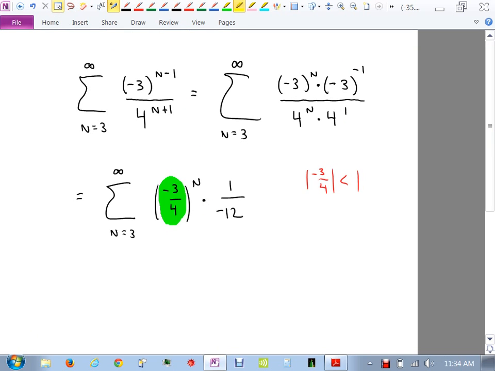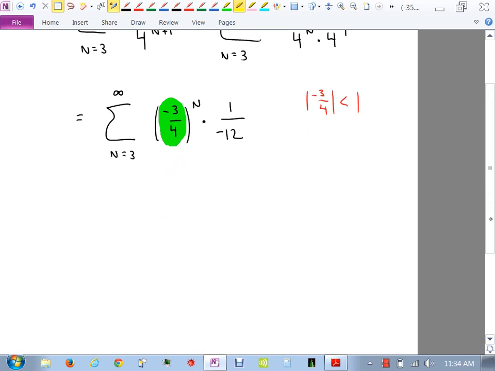Okay, so we're going to try and get our index to go to 0. So how am I going to get my index to start at 0? Going to have to let my n become what? N plus 3. Yep. So everywhere I see an n, I'm going to replace it with n plus 3.